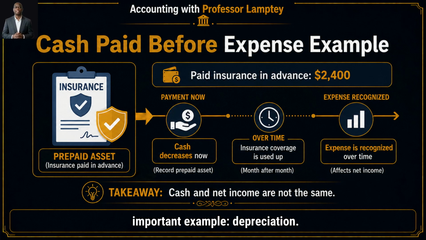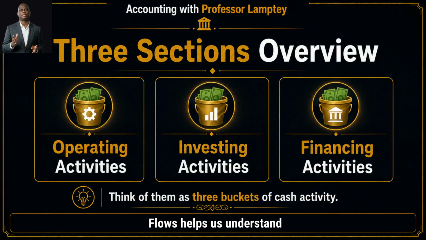Now here is another important example, depreciation. Depreciation is an expense, so it reduces net income. But depreciation does not involve paying cash at the time it is recorded. The cash was paid earlier when the business bought the equipment. So when depreciation expense is recorded, net income goes down, but cash does not go down at that moment. That is why depreciation is called a non-cash expense. Again, cash and net income are not the same. The statement of cash flows helps us understand the difference. It focuses only on actual cash movements, cash received, cash paid, cash increases, cash decreases.